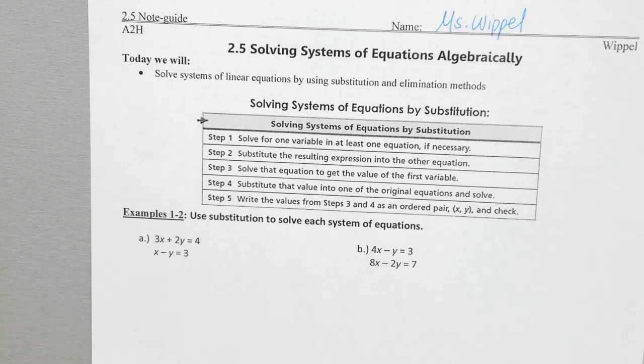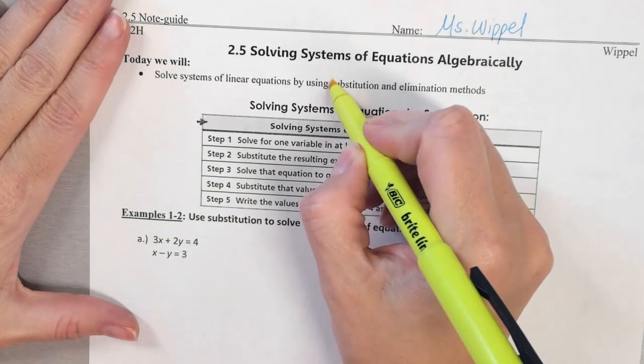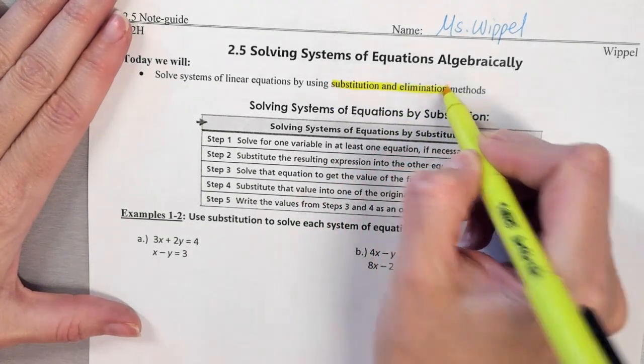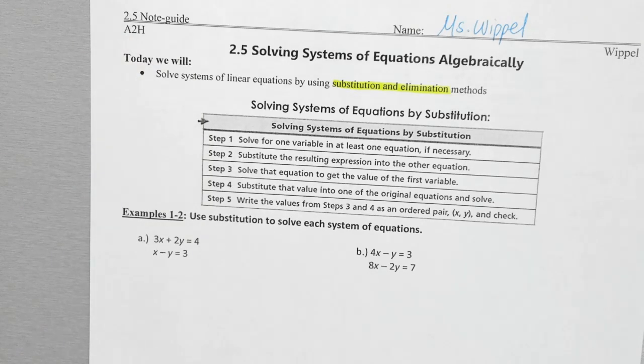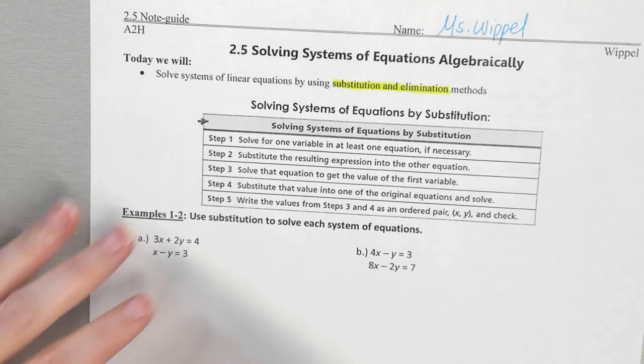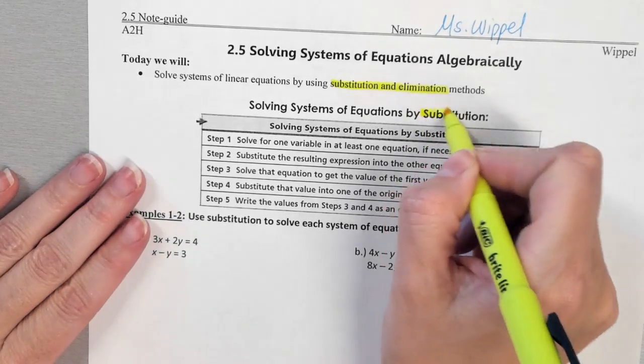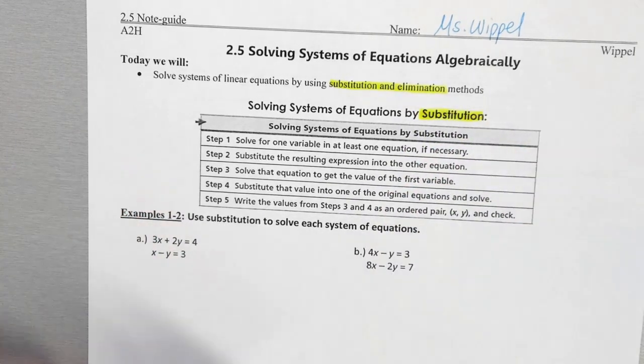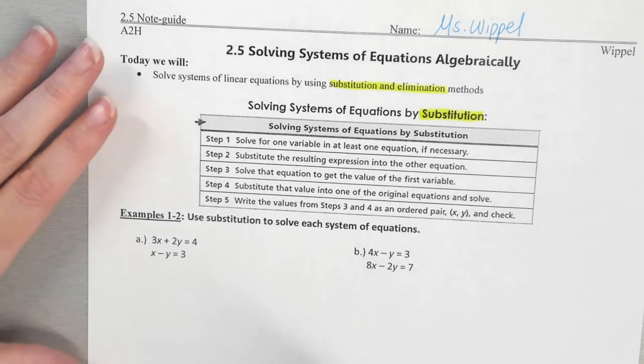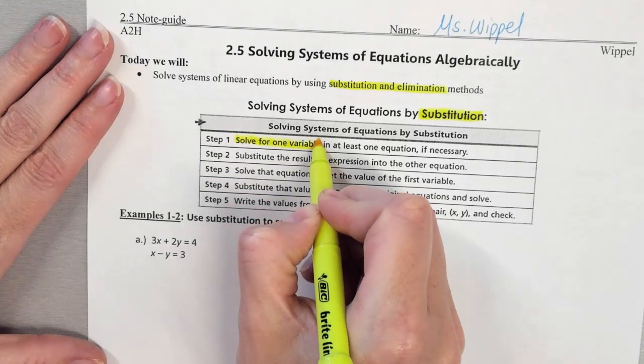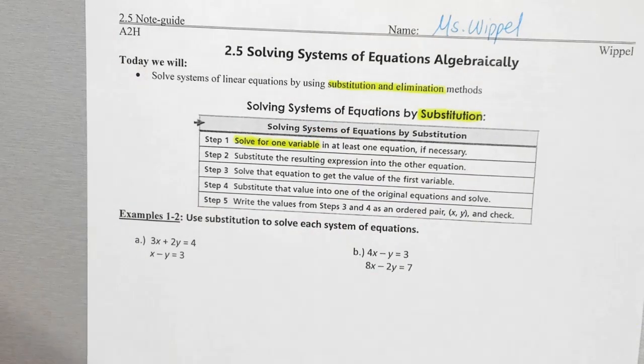So you may recall the name of these methods: substitution and elimination. We're going to go over both of those today. The first thing we're going to talk about is solving equations using substitution. When you do that, you're going to solve for one variable in at least one equation if necessary.